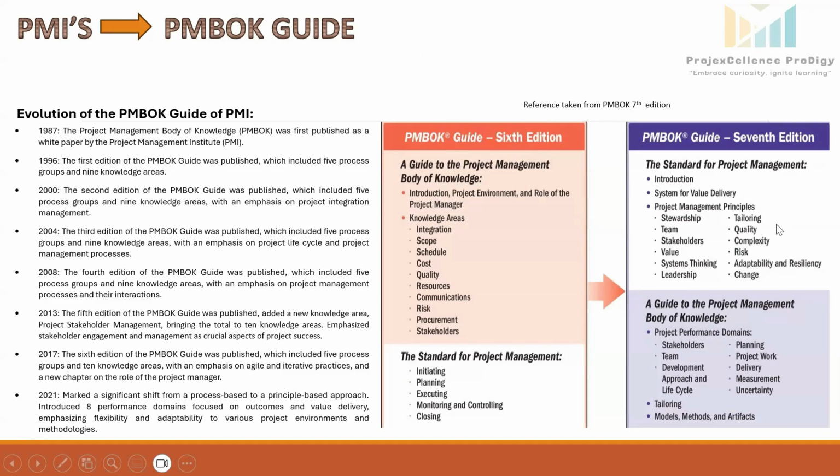Here is a summarizing illustration of PMBOK 6 and PMBOK 7. PMBOK 6 is heavily process oriented. It outlined 49 processes, 5 process groups: initiating, planning, executing, monitoring and controlling, and finally closing. And 10 knowledge areas: integration, scope, schedule, cost, quality, resources, communication, risk, procurement, and stakeholders.